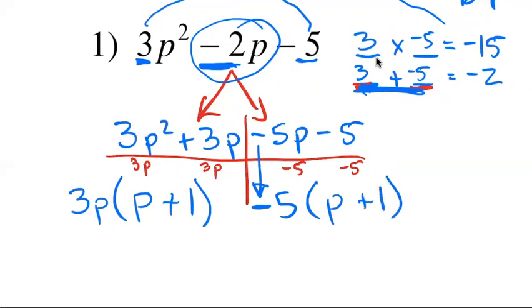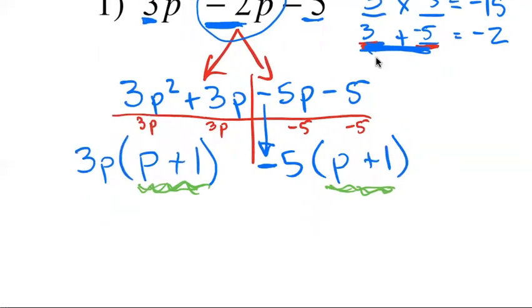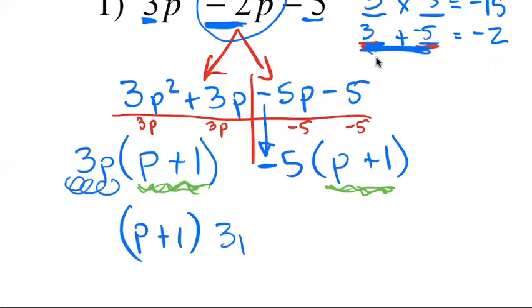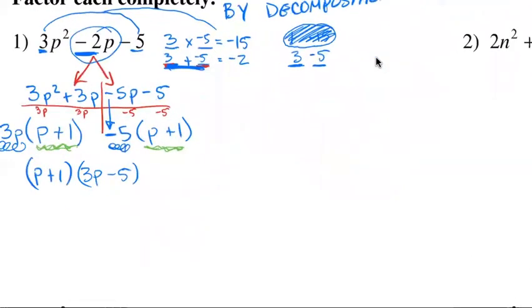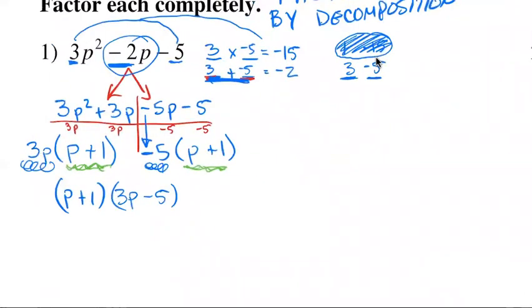And then look. These are the same. These have to be the same, remember that. That is what makes up one of our factors, p plus 1. Our other factor, 3p minus 5 in brackets. And now we've completely factored this polynomial. Okay. And then I think I got lots of room. Right beside it, I'll show you the grid method.